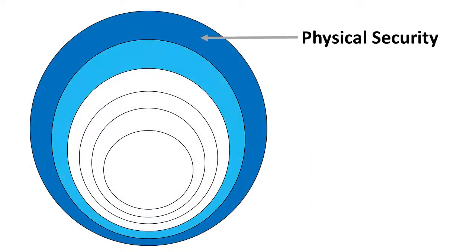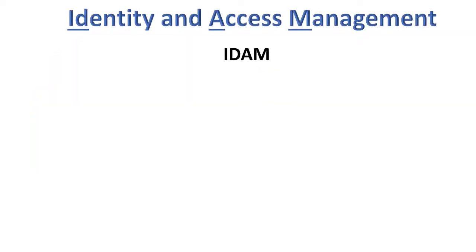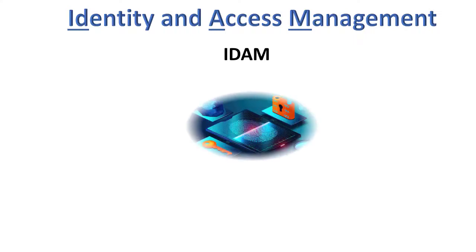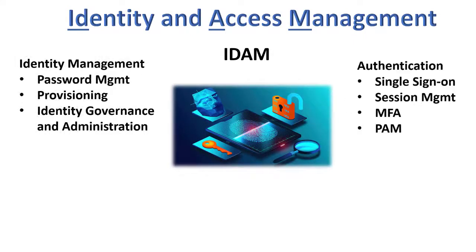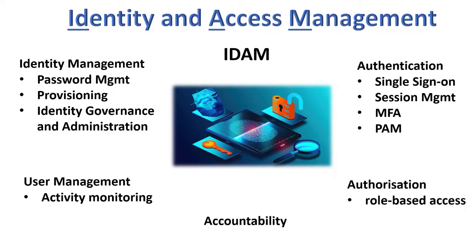The second layer of security is identity and access management. This involves managing user identities and controlling access to system resources based on user roles and responsibilities. Thus, it helps to enhance security by providing granular access controls and monitoring user activity to detect and prevent unauthorized access.